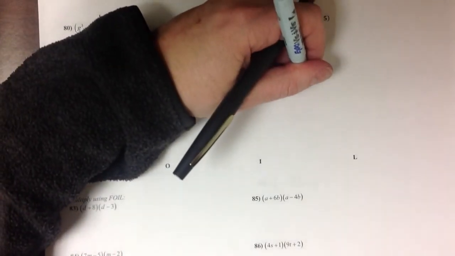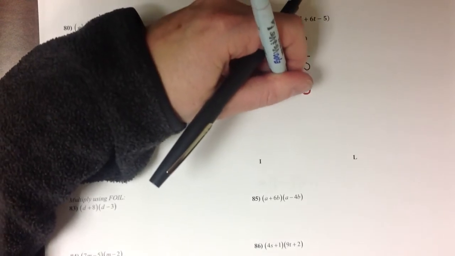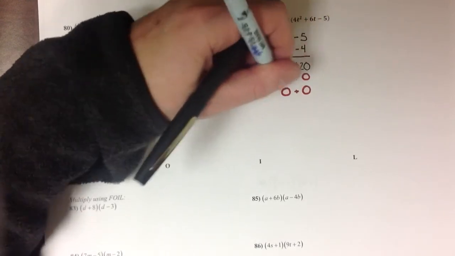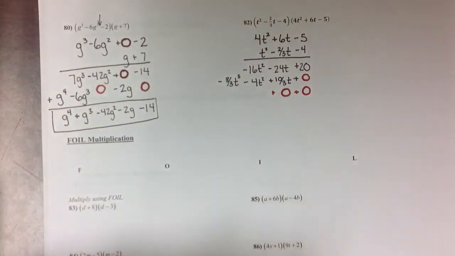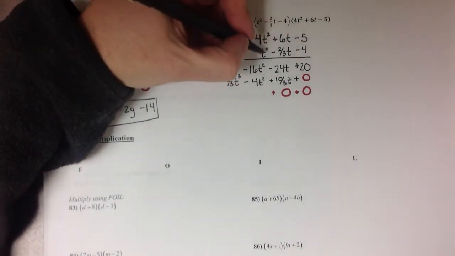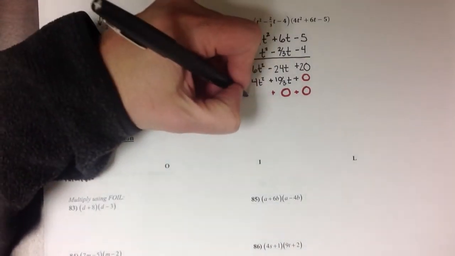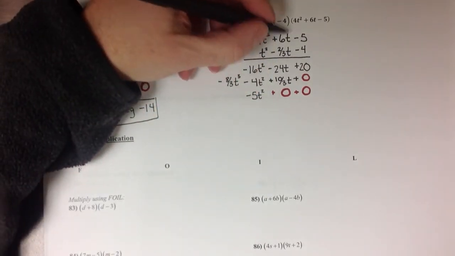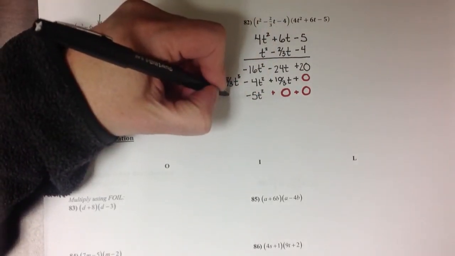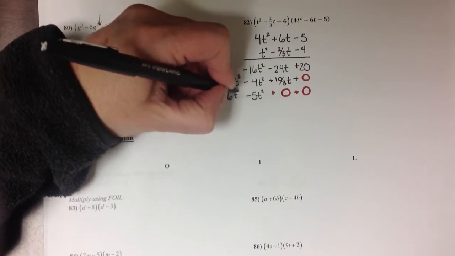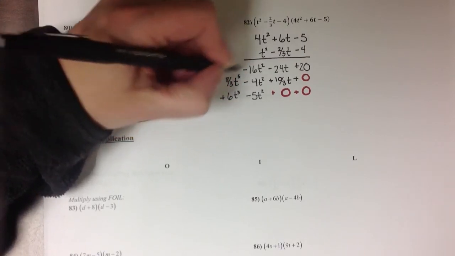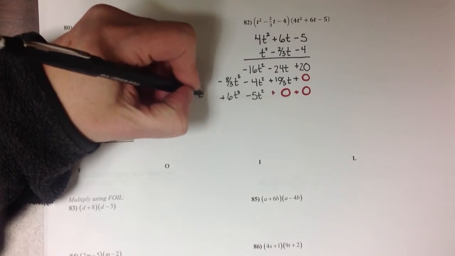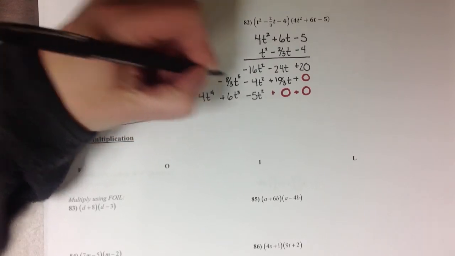In my next row, I'm going to need 2 placeholder zeros, and then my third term. So t squared times a negative 5 is negative 5t squared. Here I'll have 6t to the third, and here I'll have 4t to the fourth.